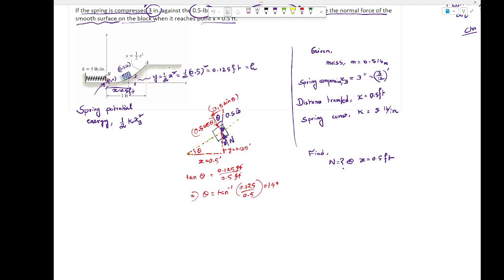Because I need to understand what is happening. The block is going like this, right? So it's not a straight line like this or that. So along the y direction, the normal direction, the block is moving, right? It is following a track, which is the curve.